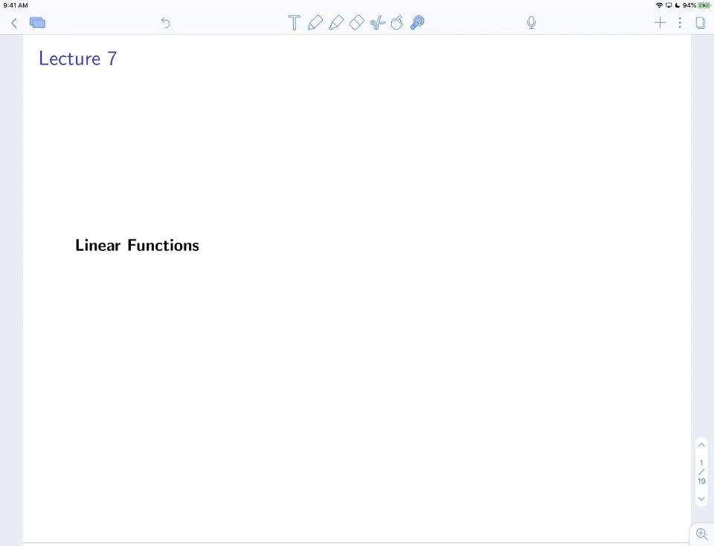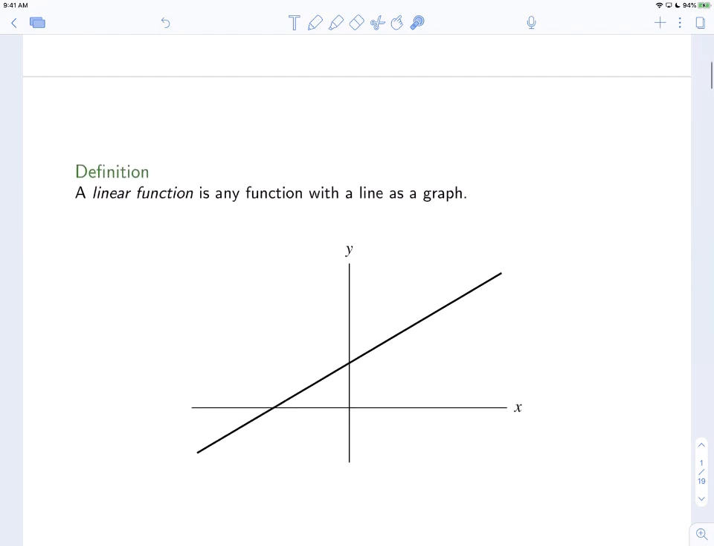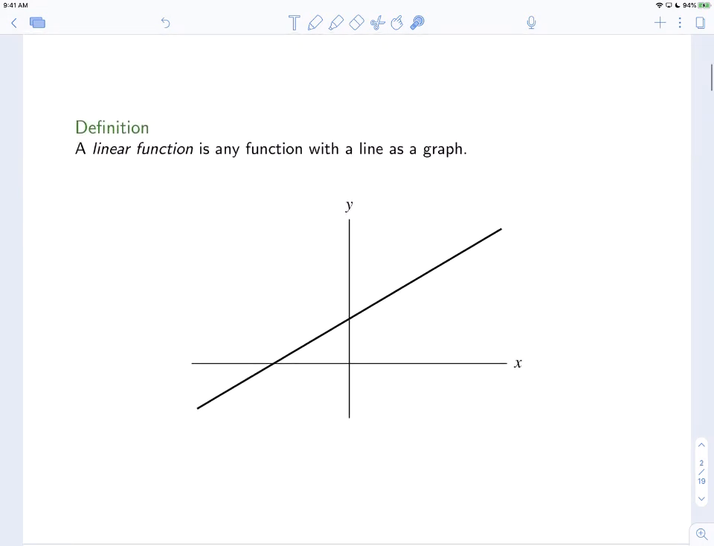In this video, we'll talk about linear functions. A linear function is any function which has a graph that is a line. In fact, you can see it in the name, linear. You see line right in there. And that's really what it means. A linear function is any function whose graph is a line.